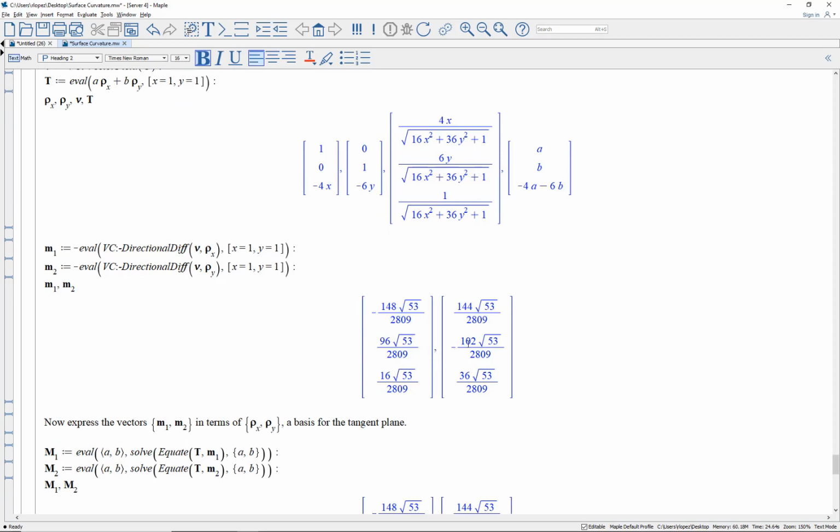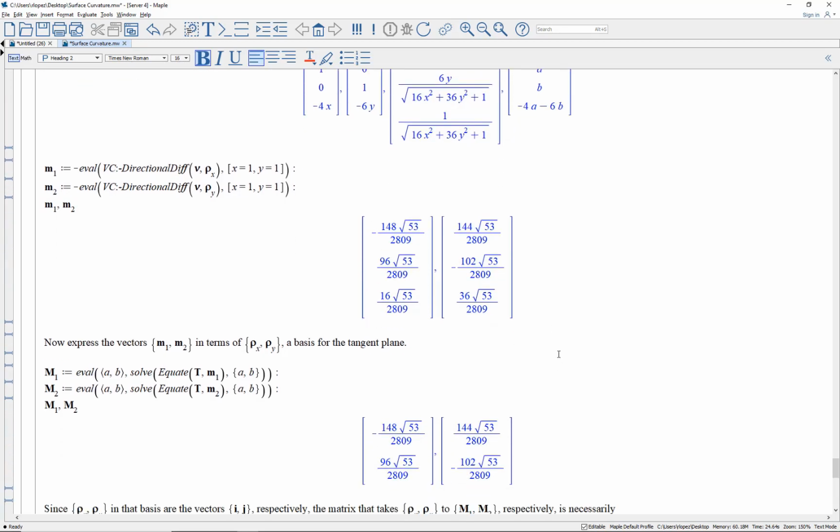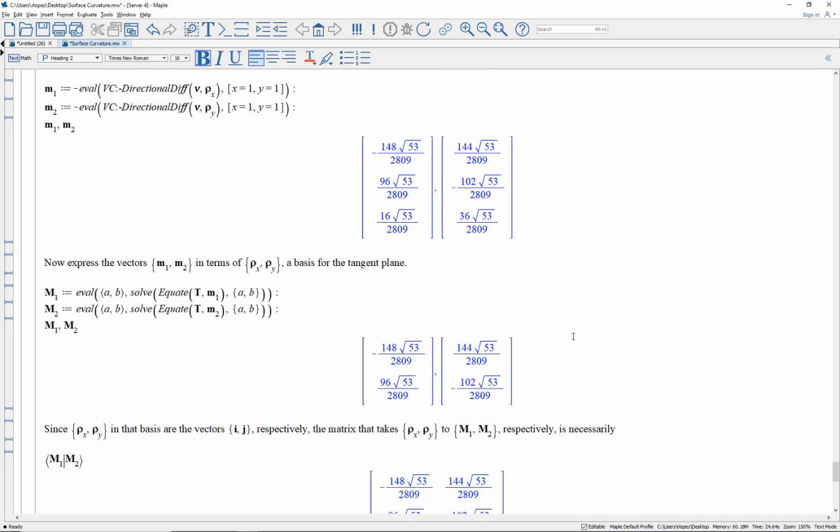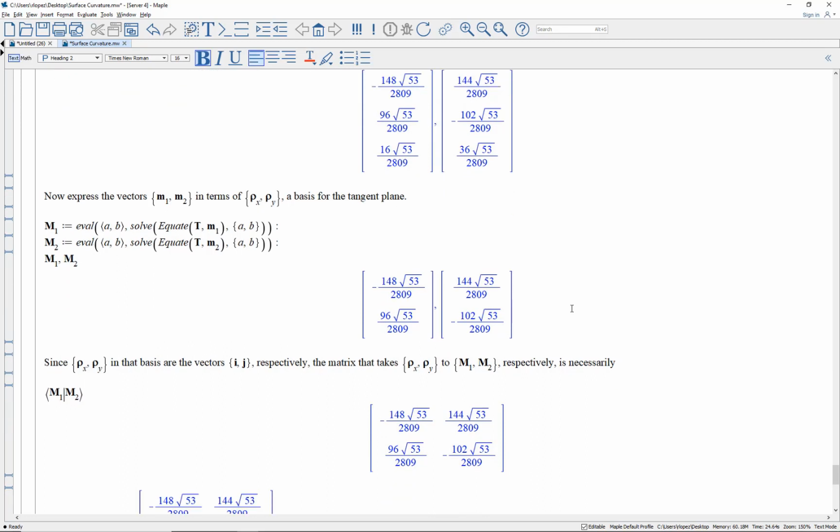Okay, so I get these vectors, but they're three-component vectors. And here's where that wonderful insight comes in. You've got to express these in terms of the tangent basis vectors. Here are my two tangent basis vectors. So I do that same trick: equate, solve for the a and b. These now have two components, and I call them capital M1, M2. You look and just say, it's like you knocked off the third component. But until I had a reason for doing that, it made no sense.